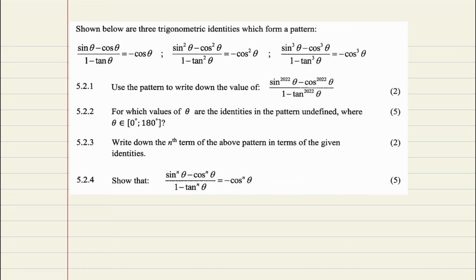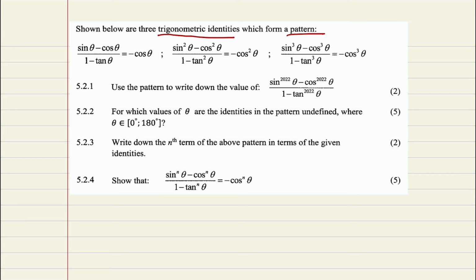We were sent such a problem. They said, can you help us with this problem? Okay. Now, in this problem, there's something different. It is shown that below there are three trigonometric identities, which form a pattern. So there is a pattern here.